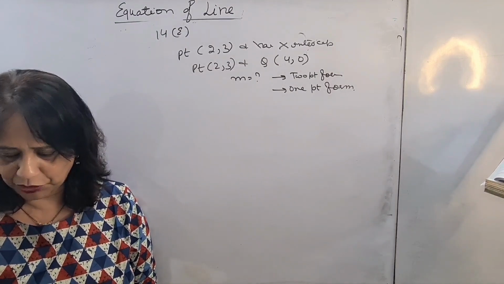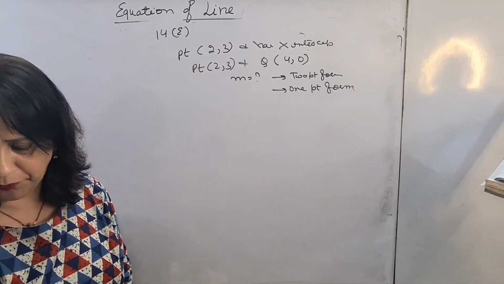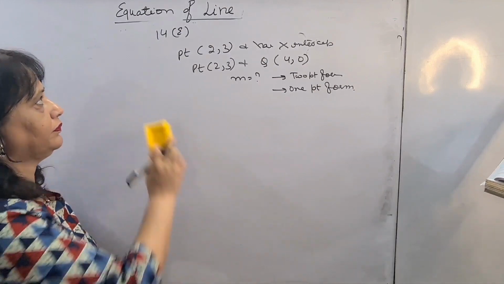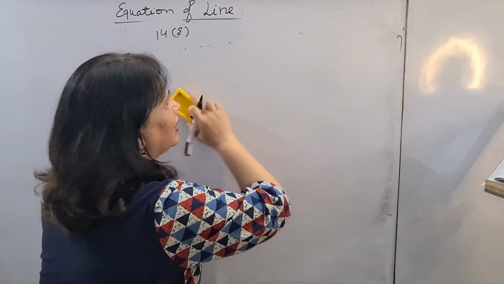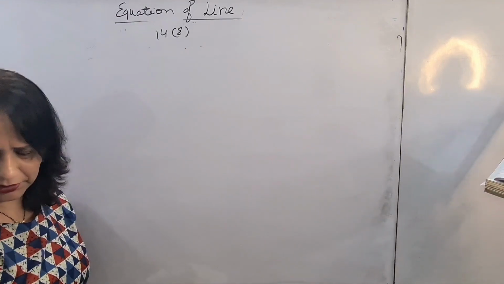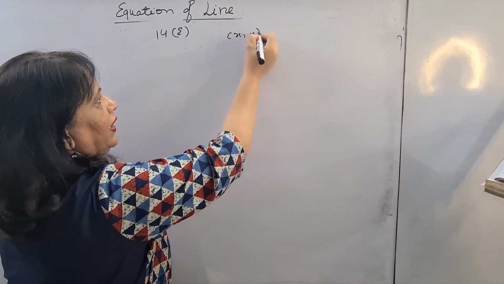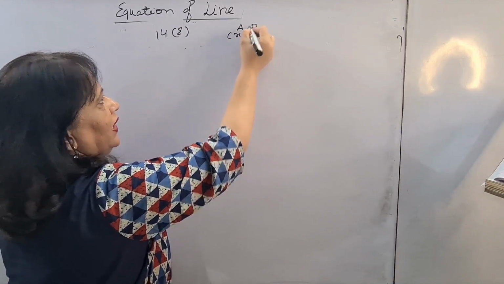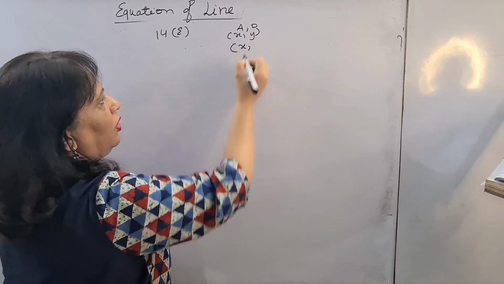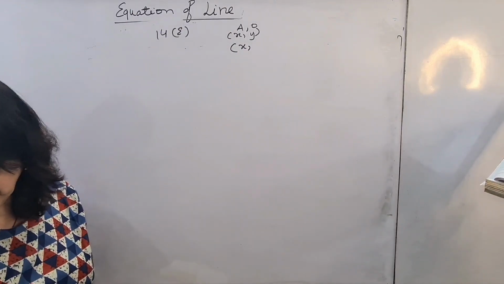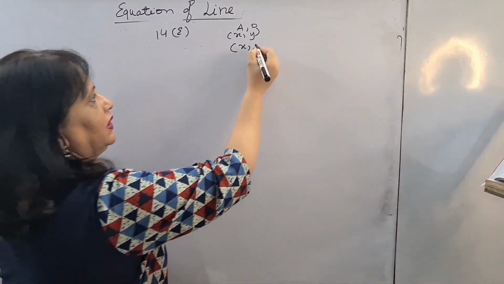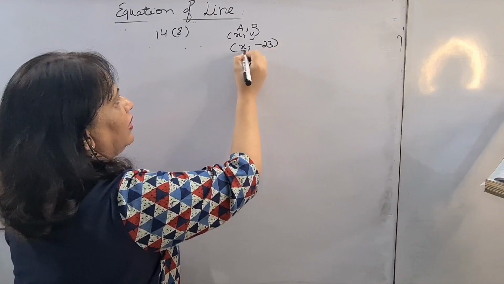Then come to question number 25: the ordinate of a point lying on the line. Just a little hint for this question. For a point in x and y, x is said to be the abscissa, y is the ordinate. So they are saying that the ordinate of a point lying on the line is minus 23. I have to find the value of the abscissa.